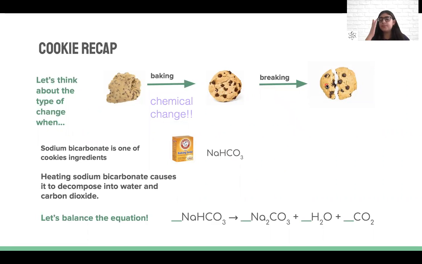And then when we break cookies, we're not really adding heat or anything to it. All we're doing is changing the shape and size of the cookie and the cookie pieces. And it's still going to behave the same way. For example, if you leave it in the oven for too long, whether it's broken or unbroken, it's still going to burn and it still tastes the same, basically. So since we're just changing the physical properties and no reactions are taking place, this is a physical change.